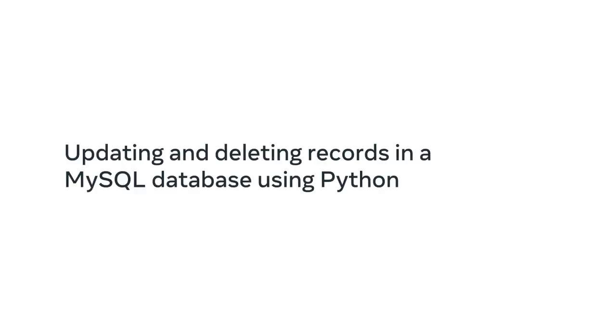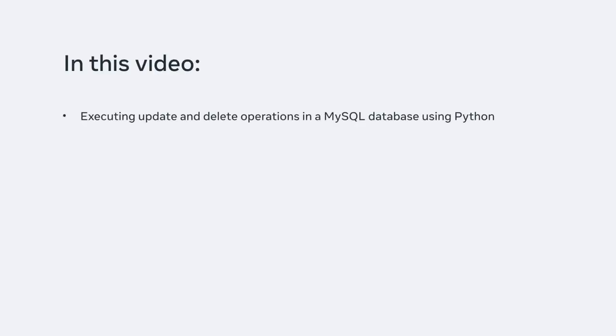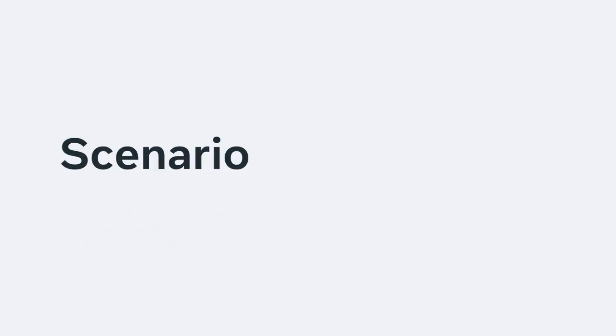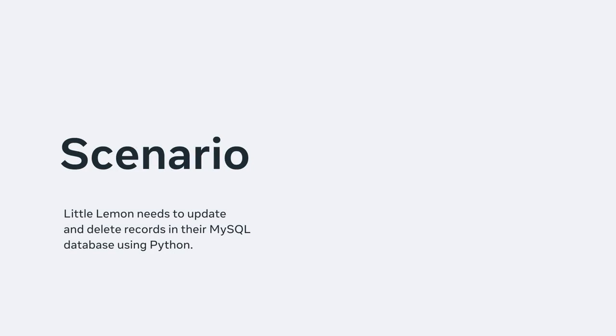Updating and deleting records in a MySQL database involves routine CRUD operations. They're also common operations for a Python-based application that interacts with the MySQL database. Over the next few minutes, you'll learn how to execute update and delete operations in a back-end MySQL database using Python. Little Lemon needs to update and delete the records of the restaurant guests in the bookings table in their database using Python. You need to help Little Lemon with this task.